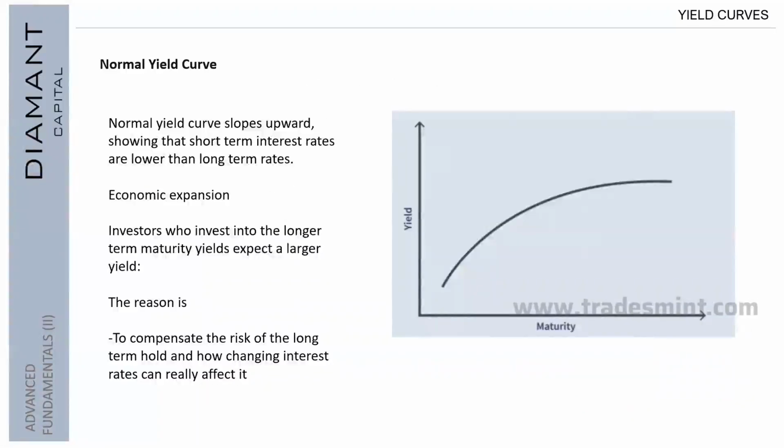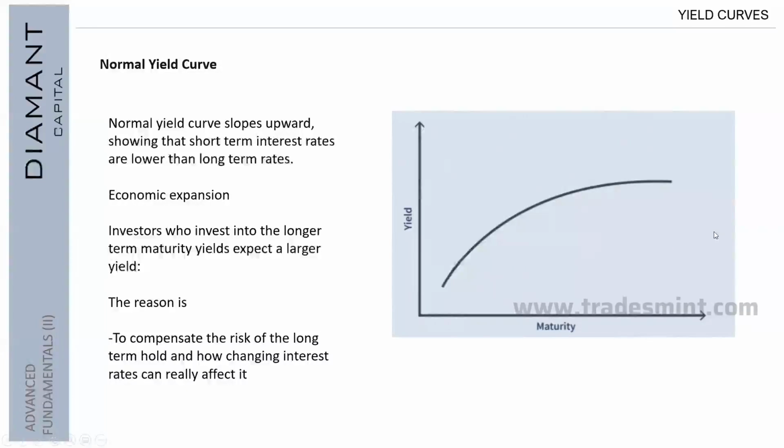So the first yield curve that we're going to be looking at is the normal one. The normal yield curve slopes upwards, showing that short-term interest rates are lower than long-term rates. As you can see here, the 3-month would show the lowest yield, and then of course the 30-year would show the maximum one. Now this obviously points to economic expansion, and investors who invest into the longer-term maturity yields actually expect a larger yield, and that would make sense, right? The reason is because they want to be compensated for the risk of the long-term hold and how changing interest rates can really affect it.